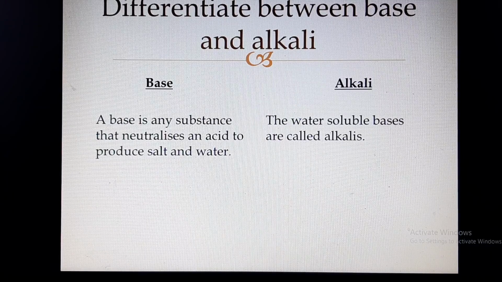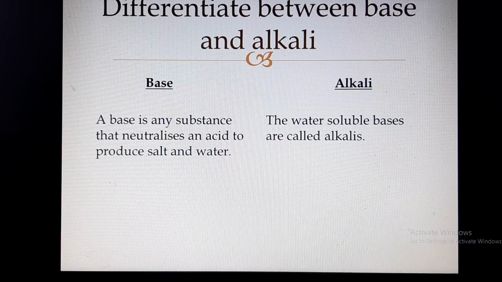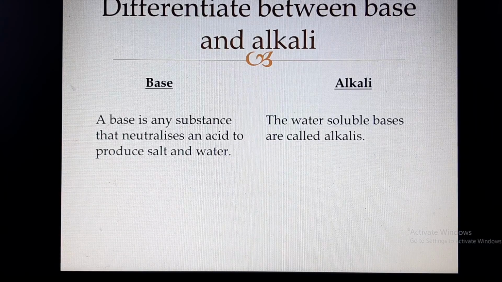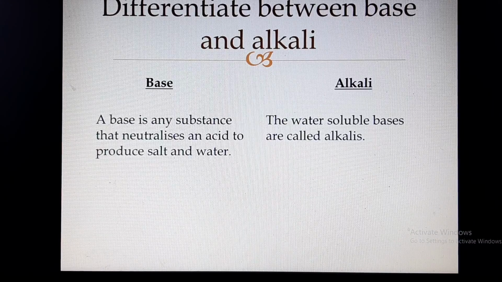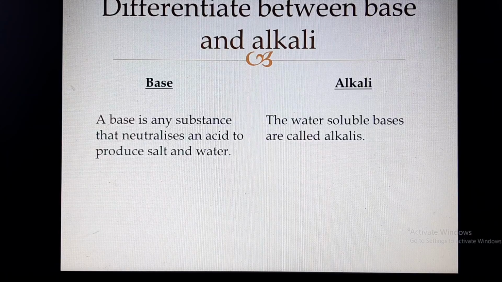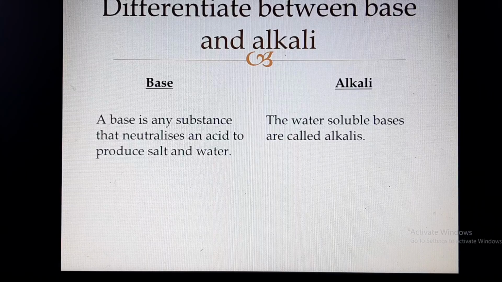that is, differentiate between base and alkali. What is the difference between base and alkali? First we are discussing base. A base is any substance that neutralizes an acid to produce salt and water. That means in a neutralization reaction we are using bases, but if it is water soluble, we can call it an alkali. That means the difference between base and alkali is, if the base is soluble in water, it is known as alkali. If it is not soluble in water, we call it base only.